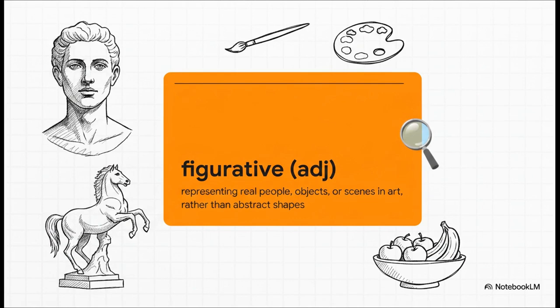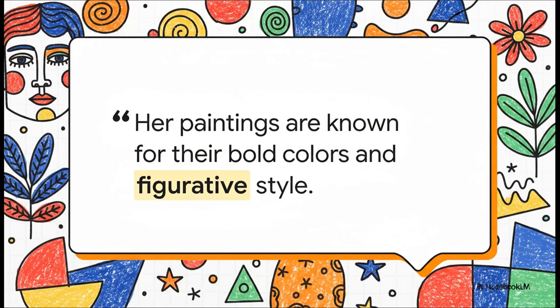Let's start with the adjective figurative. When we say art is figurative, it means it's trying to represent something you'd recognize from the real world. Like a portrait of a person, a painting of a bowl of fruit, a statue of a horse. If you can look at it and say, I know what that is, it's probably figurative art. And this quote is a perfect example of how to use it.